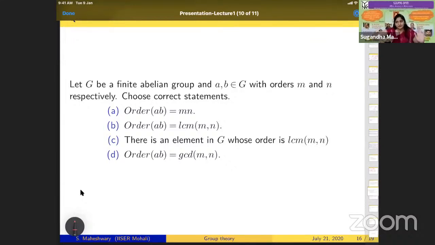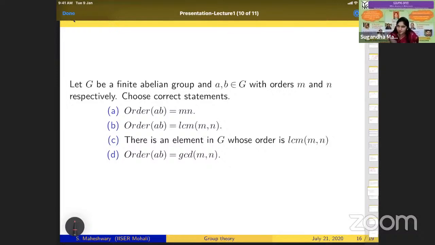Again, a finite abelian group. I'm not taking any difficult group for you. In fact, as I said, these are questions from the NET exam. This was asked in December 2017. Again, multiple choice, a finite abelian group. If you have 2 elements of different orders, M and N, what can you say about the order of AB? What can you say about the order of the product of these elements?